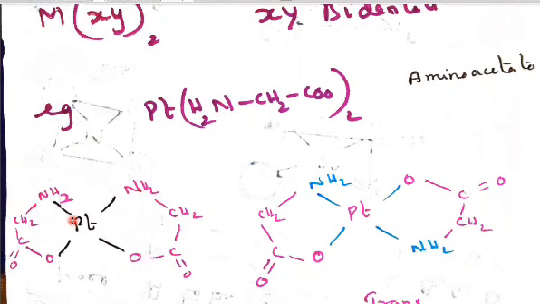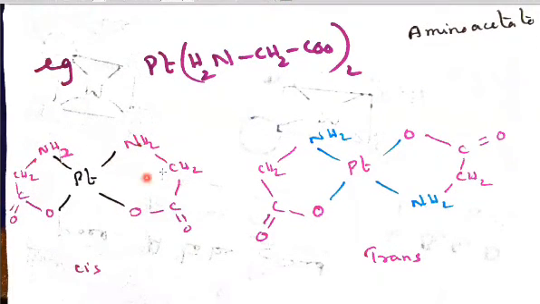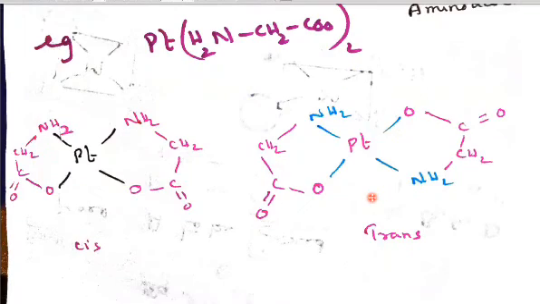It is bidentate, meaning it forms a ring. So NH2 CH2 C double bond O, O, one ring. Then again NH2, CH2, C double bond O, one ring. So these two NH2 placed in the same position is called cis. When you interchange this O to that side and NH2 to this side, this full portion goes up and NH2 comes down. So NH2 and NH2 are diagonally opposite. So it is a trans structure, ring formation.